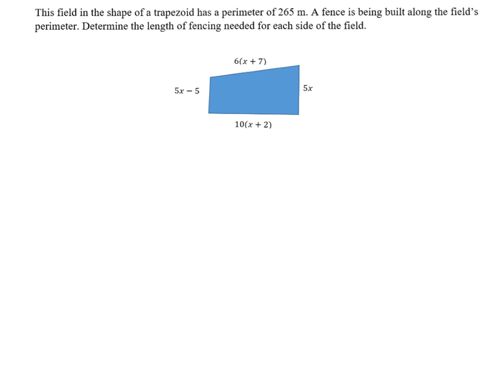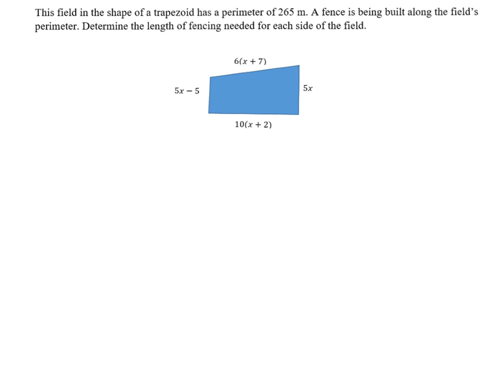Alright, this is the last question we're going to do in this video. And you're going to see this kind of question on the test. The question reads, this field in the shape of a trapezoid has a perimeter of 265 meters. A fence is being built along the field's perimeter. Determine the length of fencing needed for each side of the field.